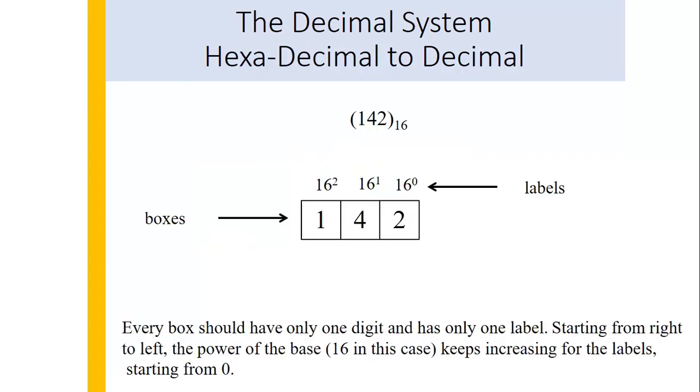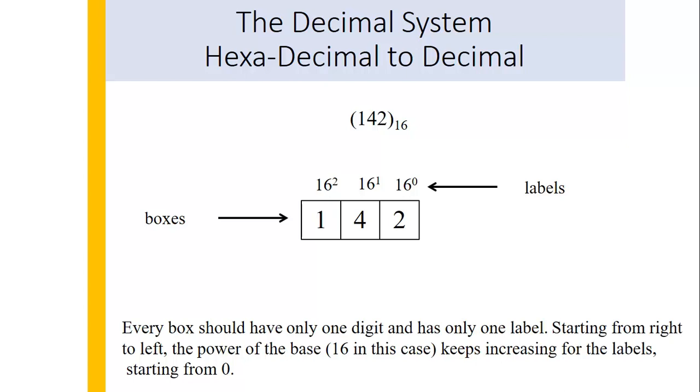Last but not the least is hexadecimal to decimal conversion. Suppose the same number 142 is in hexadecimal. The protocol is again the same. We place each digit of this number, one in each box, and then starting from right to left, the power of the base, which is 16 in this case, keeps increasing for the labels starting from 0. So we have 16 to the power 0, 16 to the power 1 and 16 to the power 2.